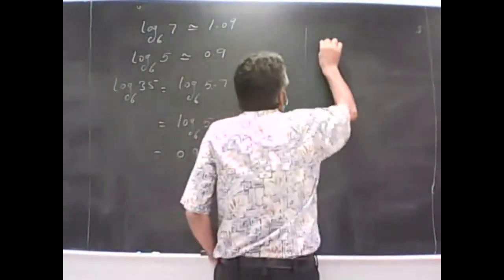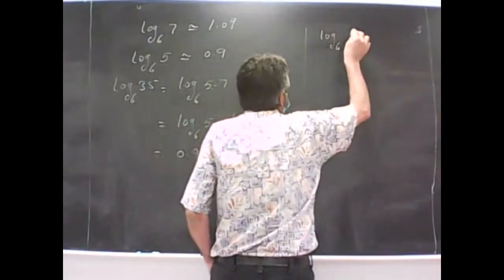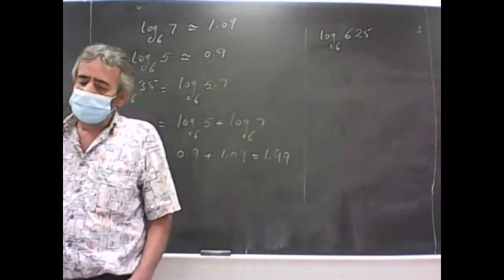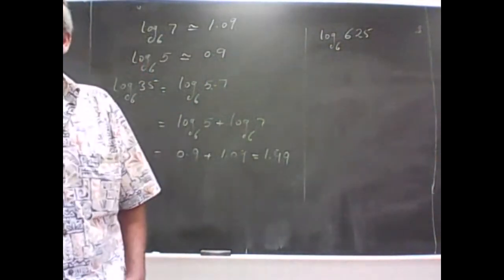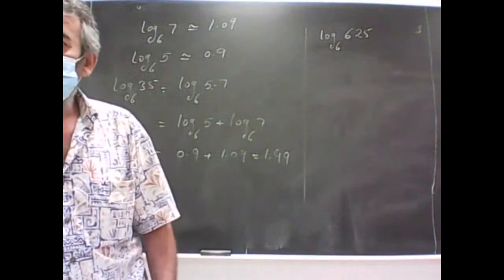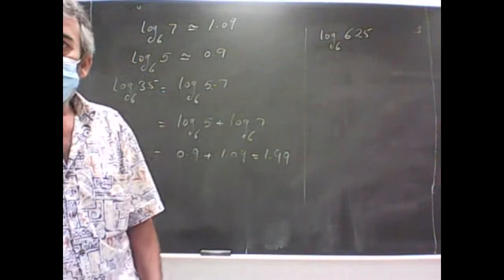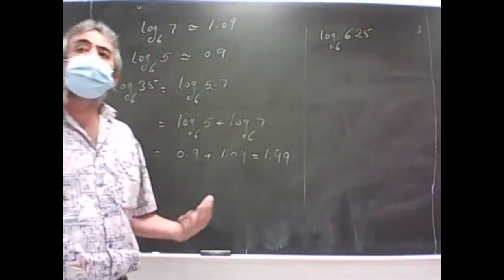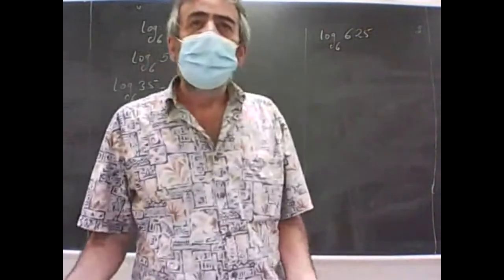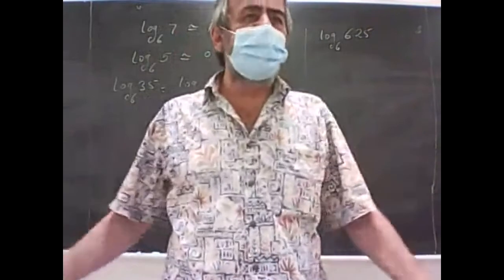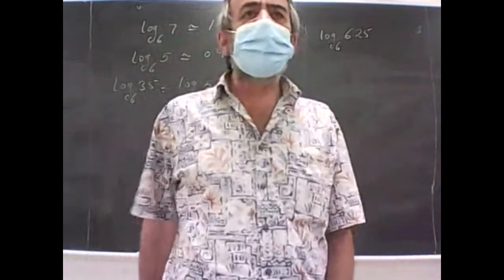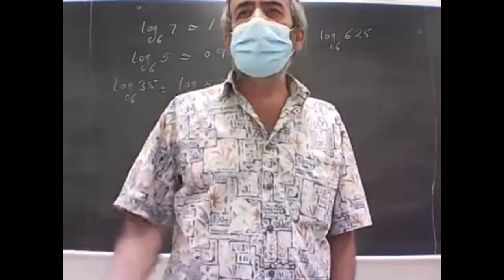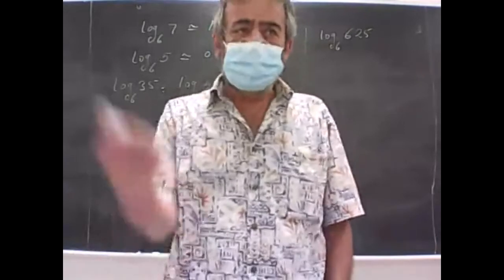What if I want log base 6 of, say, 625? What do you think I should break up 625 to be? Well, since I'm only given 5 and 7, let me try to write 625 in terms of 5 and 7. What can I divide 625 by? 5? If I divide 625 by 5, what do I get? Use your calculator.